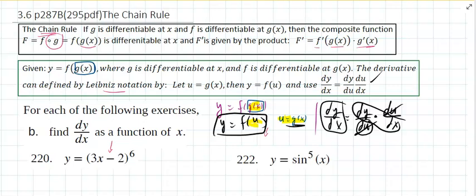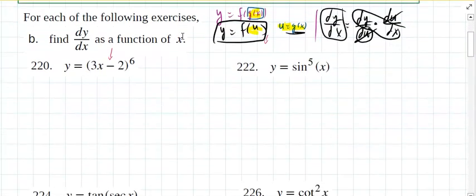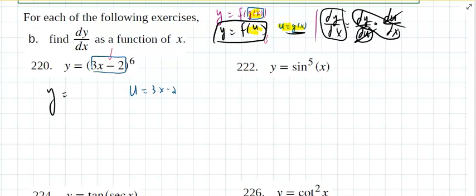And that's what this is. So the idea is to let u equal a portion. In this case, the inside of a power function, the inside of a radical. So here we're going to let u equal the inside of this function, which is 3x minus 2. That means y has just become u to the 6. So basically, this is what I let u equal. Take this and put it in, and I end up with that.